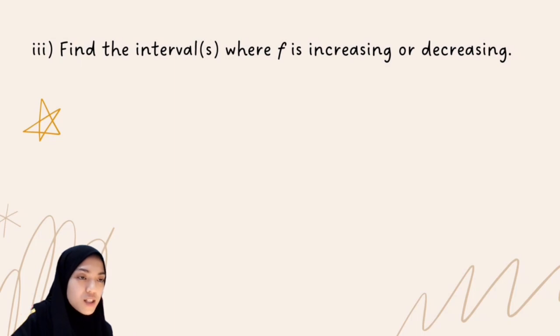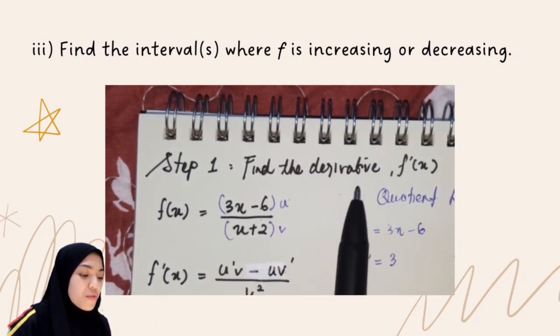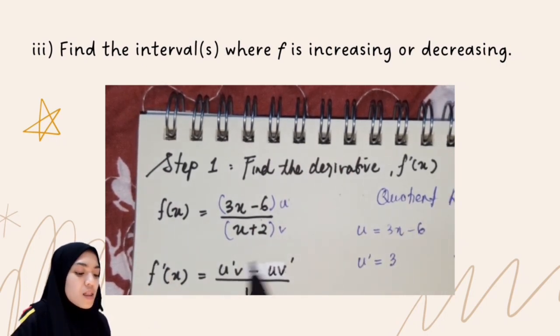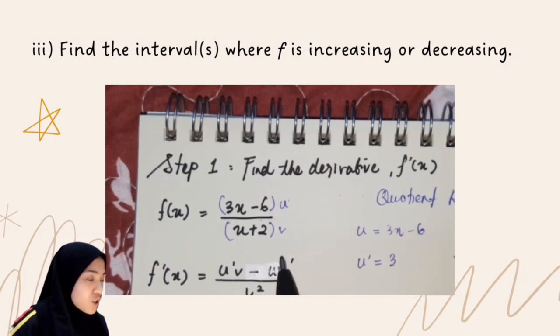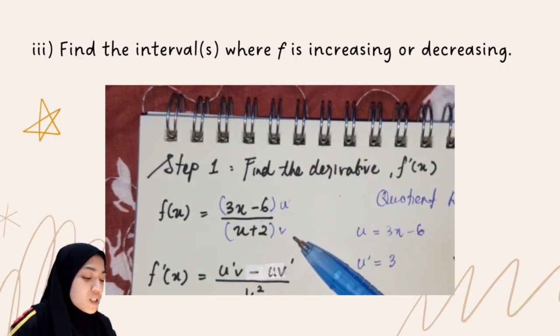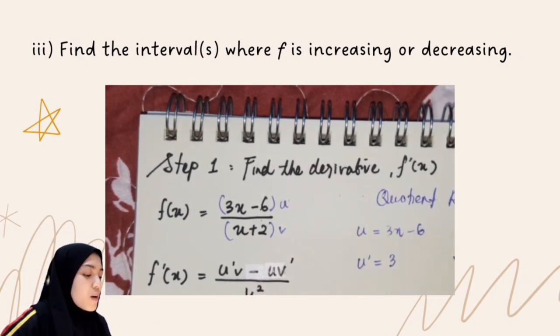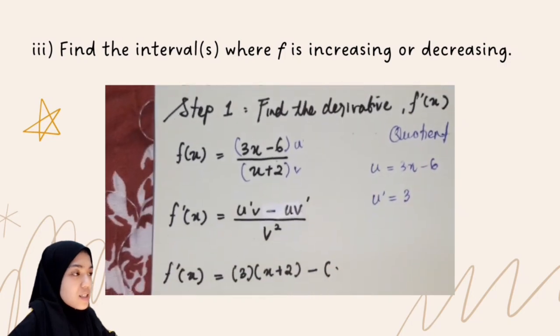The third question is to find the intervals where f is increasing or decreasing. The first step is we have to find the derivative f prime of x. This is the function and we have to use the quotient rule because it is a fraction. As we know, the numerator is u and the denominator is v. We just have to substitute into the quotient rule formula.